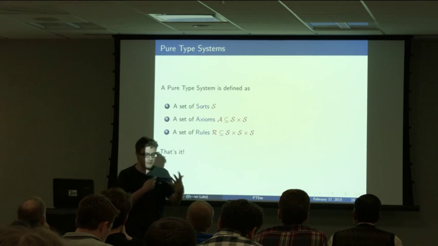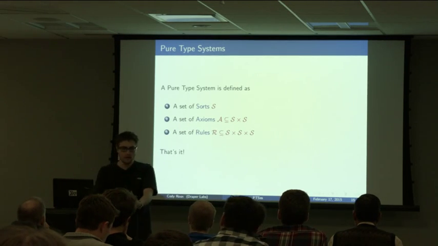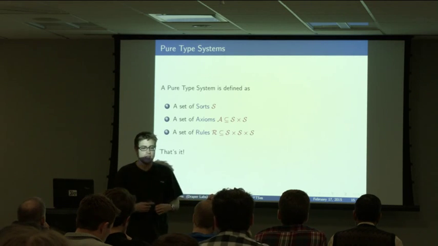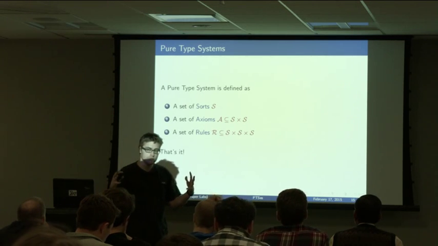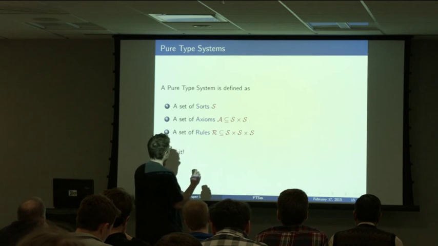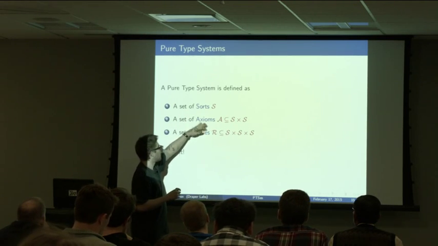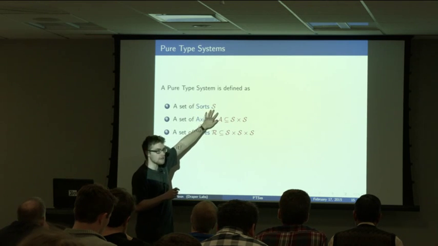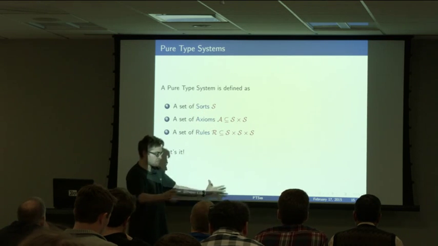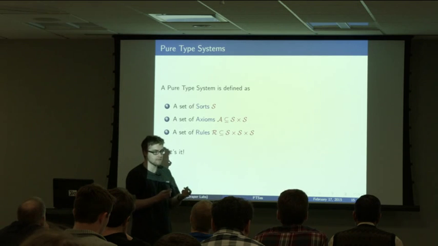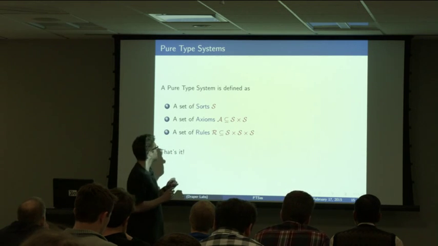But anyway, on to the moment you've all been waiting for, which is the definition of a pure type system. So like I said, the pure type system is you give me a starting point, and I will give you a programming language. And the starting point is just these three types of data. This is just a sort, S, which you should see as a collection of elements, which are called sorts.